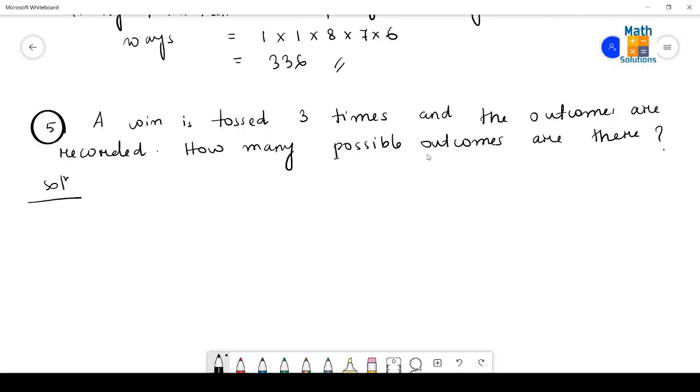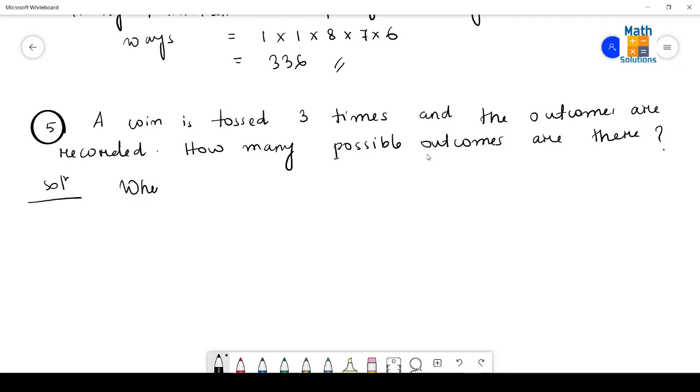So here goes question number 5. Let's check what the question says. A coin is tossed 3 times and the outcomes are recorded. How many possible outcomes are there? So actually this question, tossing of a coin, you already got in previous classes, in class 10. When we toss a coin, we find 2 possible outcomes. Actually the outcomes can be head or tail.